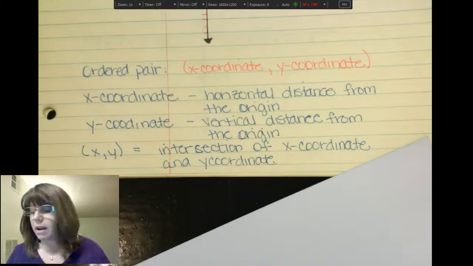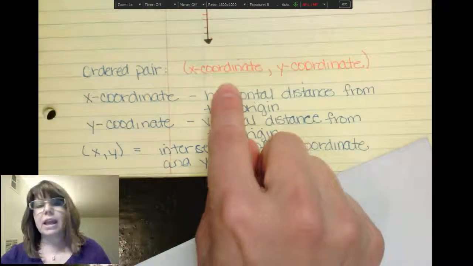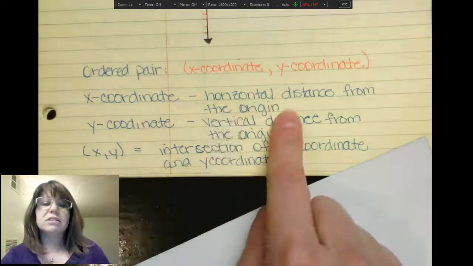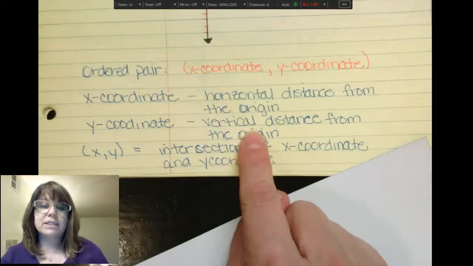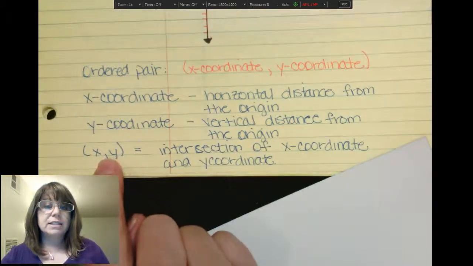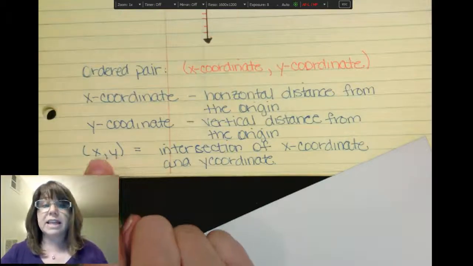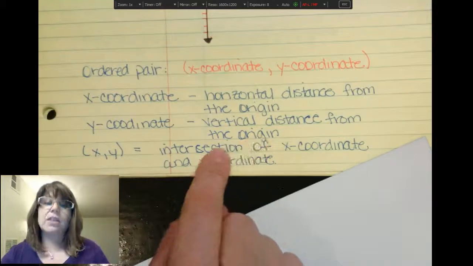An ordered pair is the grouping of the x-coordinate and the y-coordinate. The x-coordinate is the horizontal distance from the origin, and the y-coordinate is the vertical distance from the origin. Therefore our ordered pair, which is labeled as (x, y) for generic, is the intersection of the x-coordinate and the y-coordinate.